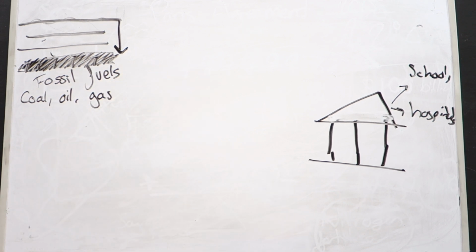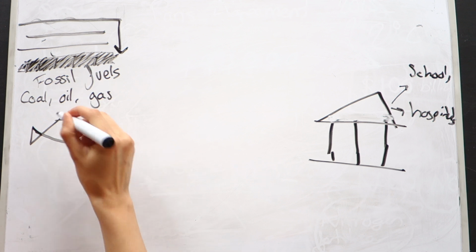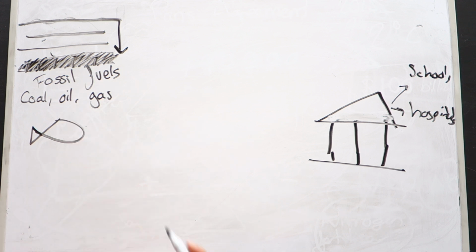Because fossil fuels used to be dead organisms, they contain all the energy of those organisms, which means that they can be burned to produce electricity. When fossil fuels are burned, they release carbon dioxide. Why does that happen?